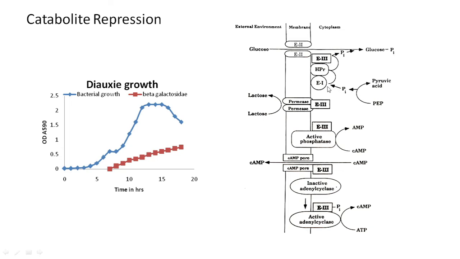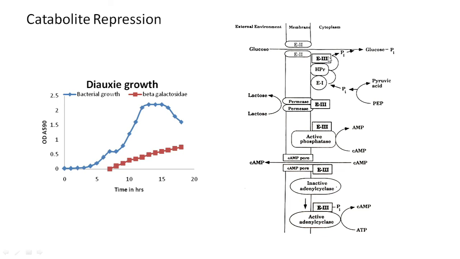phosphate to enzyme 1, from where it is transferred to a heat-stable protein called HPr, and from there it is transferred to another protein E3, the designation of which has been changed. It is now E2C. Probably you should be checking it out. And this is also E2A, B, different names have been given. E3 has been changed, so let us keep it E3. It is an older designation, no problem.